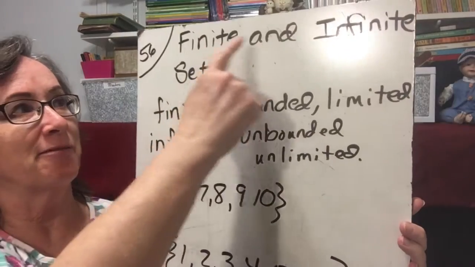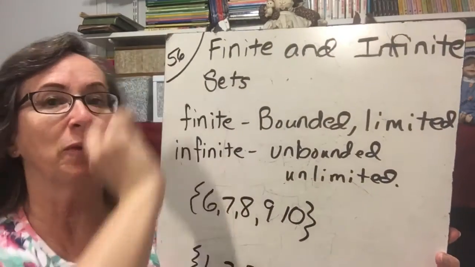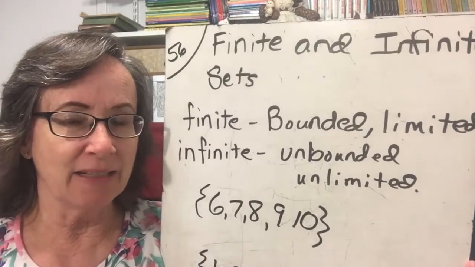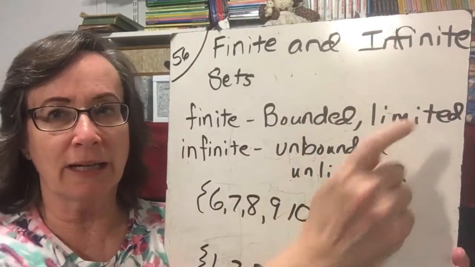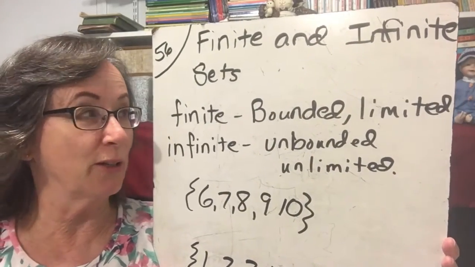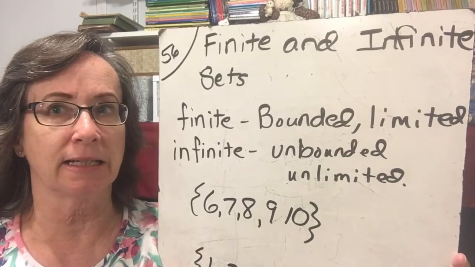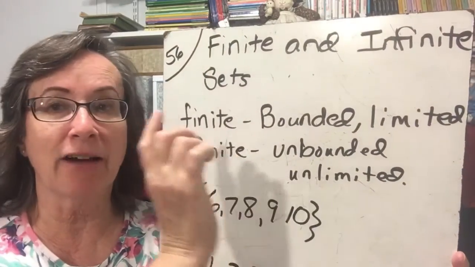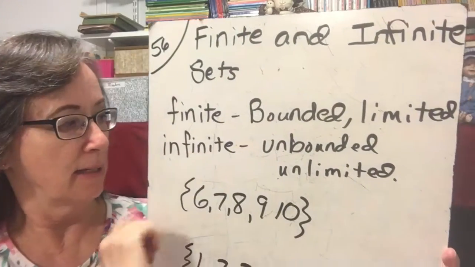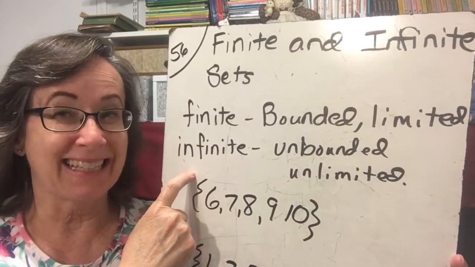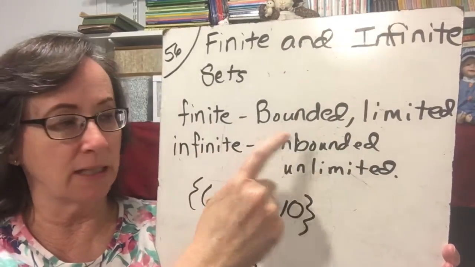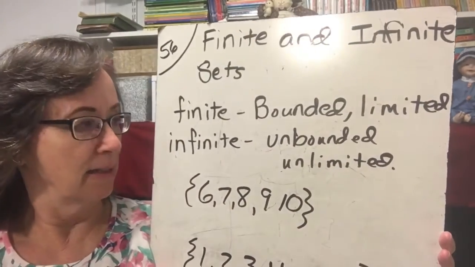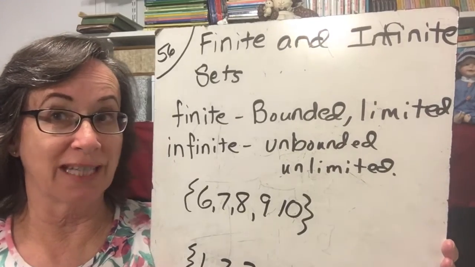And tonight we're talking about finite and infinite sets, and we're on lesson 56 in your Saxon Orange Book. So, finite means bounded or limited. A lot of books will say finite is countable. Okay, so finite is countable, bounded, limited. Infinite means cannot be counted, unbounded, unlimited. Okay, so finite, a limit, infinite, no limit. It just keeps on going.